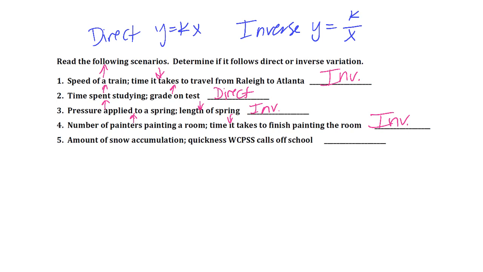And last but not least, the amount of snow accumulation and the quickness that WCPSS calls off school. As the snow goes up, the quicker they call off school. That is going to be direct variation. All right, hopefully this is making a little bit more sense. We are going to move on to word problems where you're going to see us actually solving for that k.